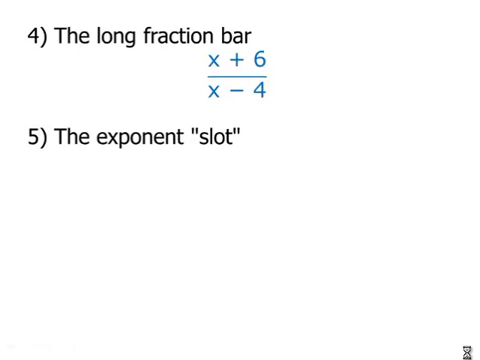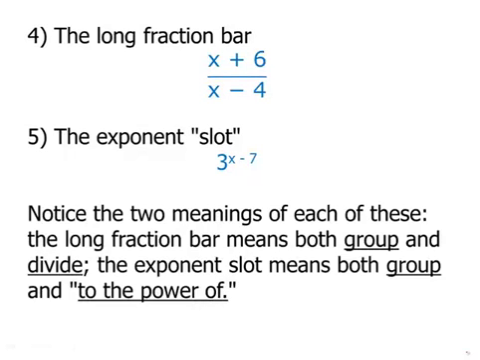Another one, and this one doesn't really even have an official name. I'm calling it the exponent slot for lack of a better term. And what I mean by that is all the stuff that would be up in the exponent. So the x minus 7 here, that's up in the exponent. We have 3 to the power of x minus 7. That x minus 7 has to happen together. We have to do that first, then we can compute the power, and then we can do any operations that are outside of the exponent situation. So the exponent slot is also a grouping symbol.